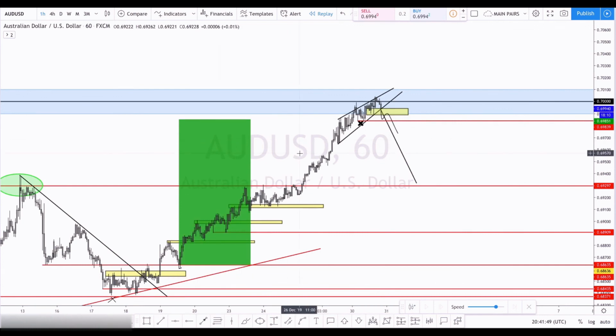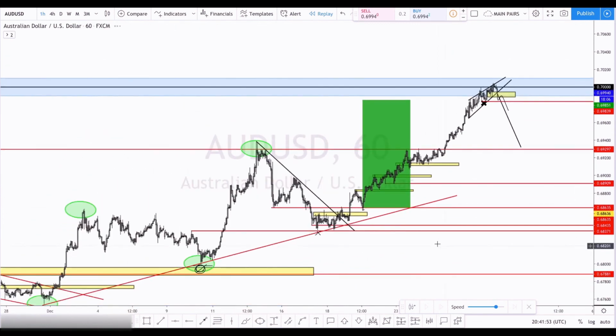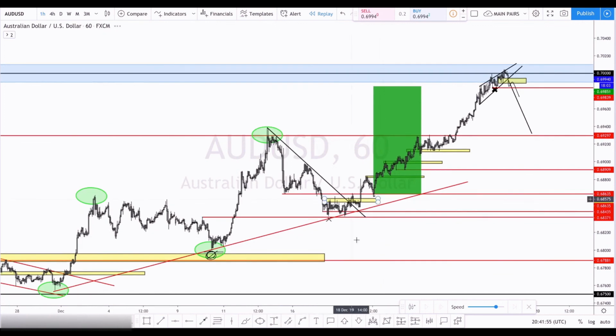So Aussie dollar is just a good example, especially on this hour, of how to zoom in to find a great entry when we're looking at our C leg entry points.